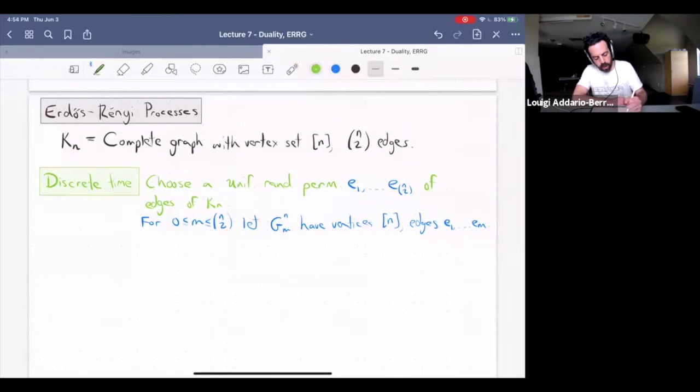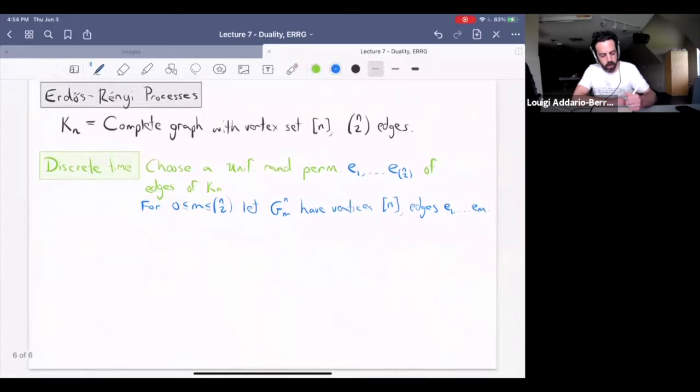We won't talk very much about the discrete time model, because the continuous time model is easier to think about in various ways, and most results from one can be transferred quite straightforwardly to the other. So you're welcome to think about whichever one you find more appealing for most intents and purposes.